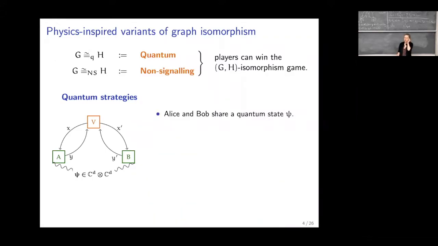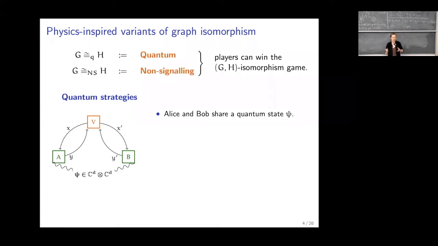A quantum strategy is going to be a triple. Perhaps you already saw that, hopefully, in David's mini course, so I'm not saying something completely new. It's a triple, I also wrote it up there. It consists of a quantum state, which is just a unit vector in some bipartite space, so some C^d tensor C^d, and then you have measurement operators for Alice and Bob.